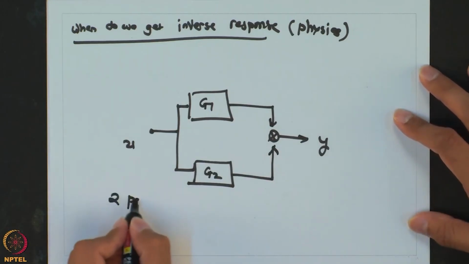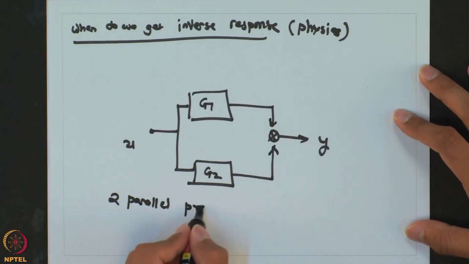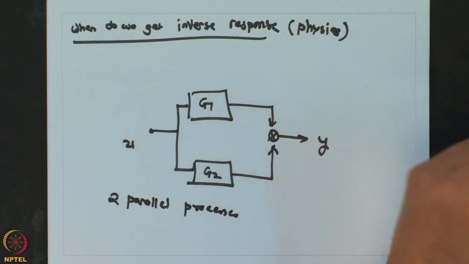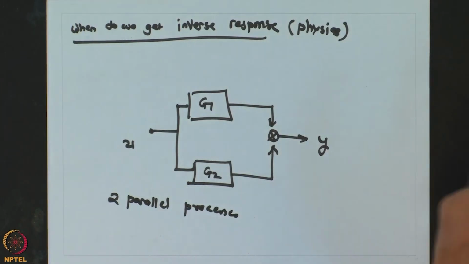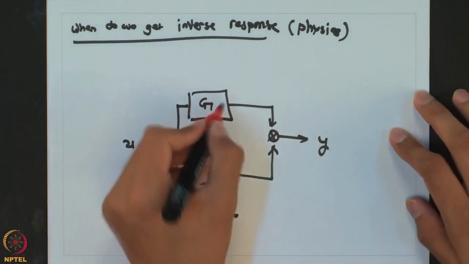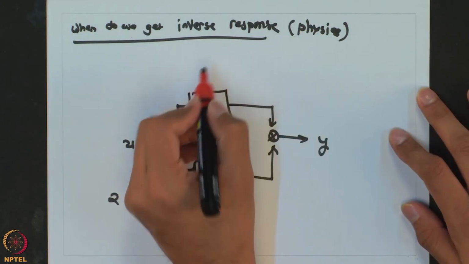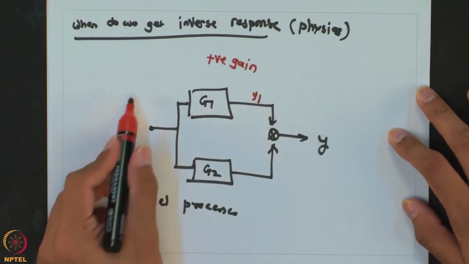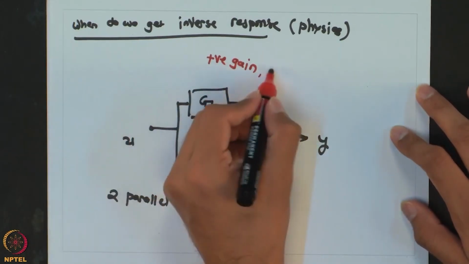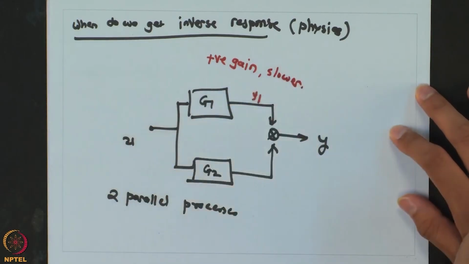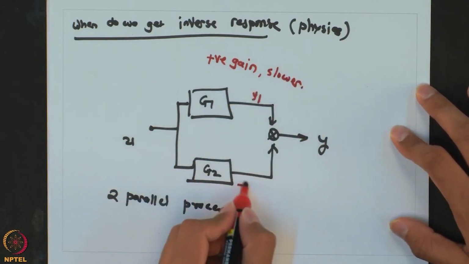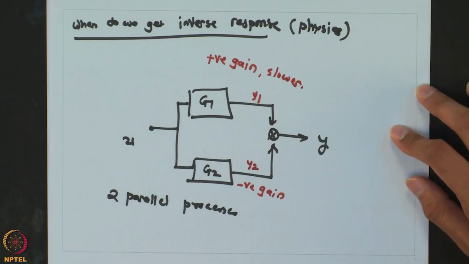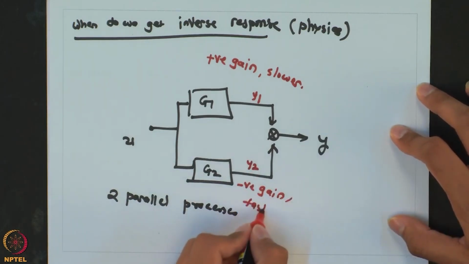So, there are two parallel processes which are taking place, and as it turns out they have to follow certain rules, then only you will get inverse response. So, let us say G1 has positive gain. So, this Y1 increases when U increases, but it is slower, as against G2 which has negative gain. So, that means when U increases, Y2 in fact decreases, but it is a faster response.